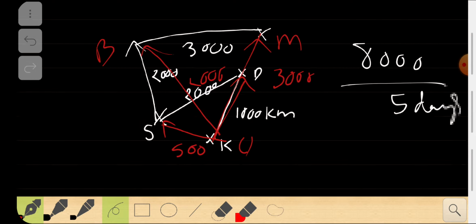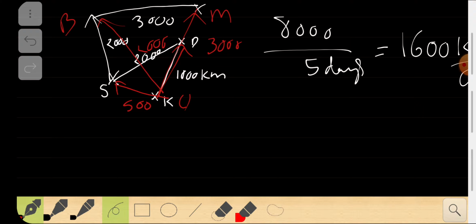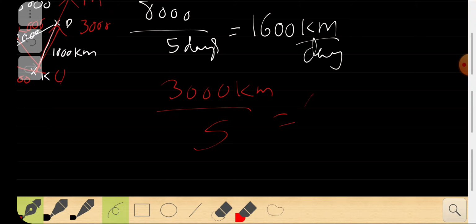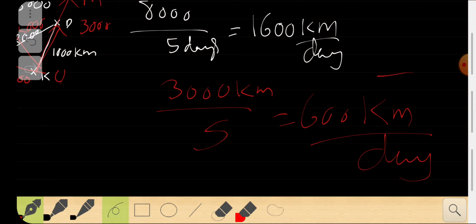Okay, so the total displacement here depends only on the initial and final point. That's the only thing that matters. So the final displacement is 3000 kilometers. So 3000 kilometers in 5 days, that is around 600 kilometers per day. Okay, that's the rate at which my displacement is changing. That's called the displacement.